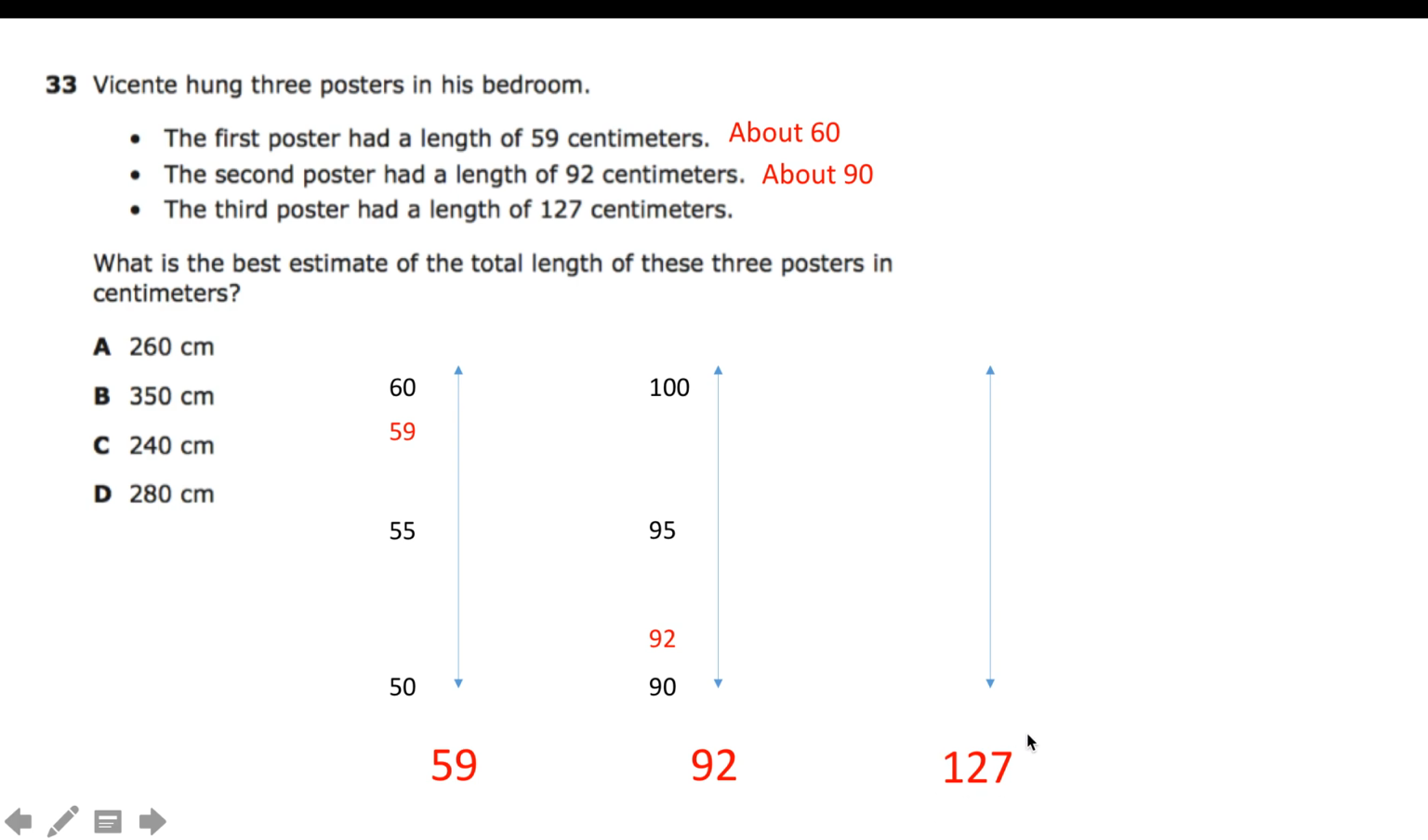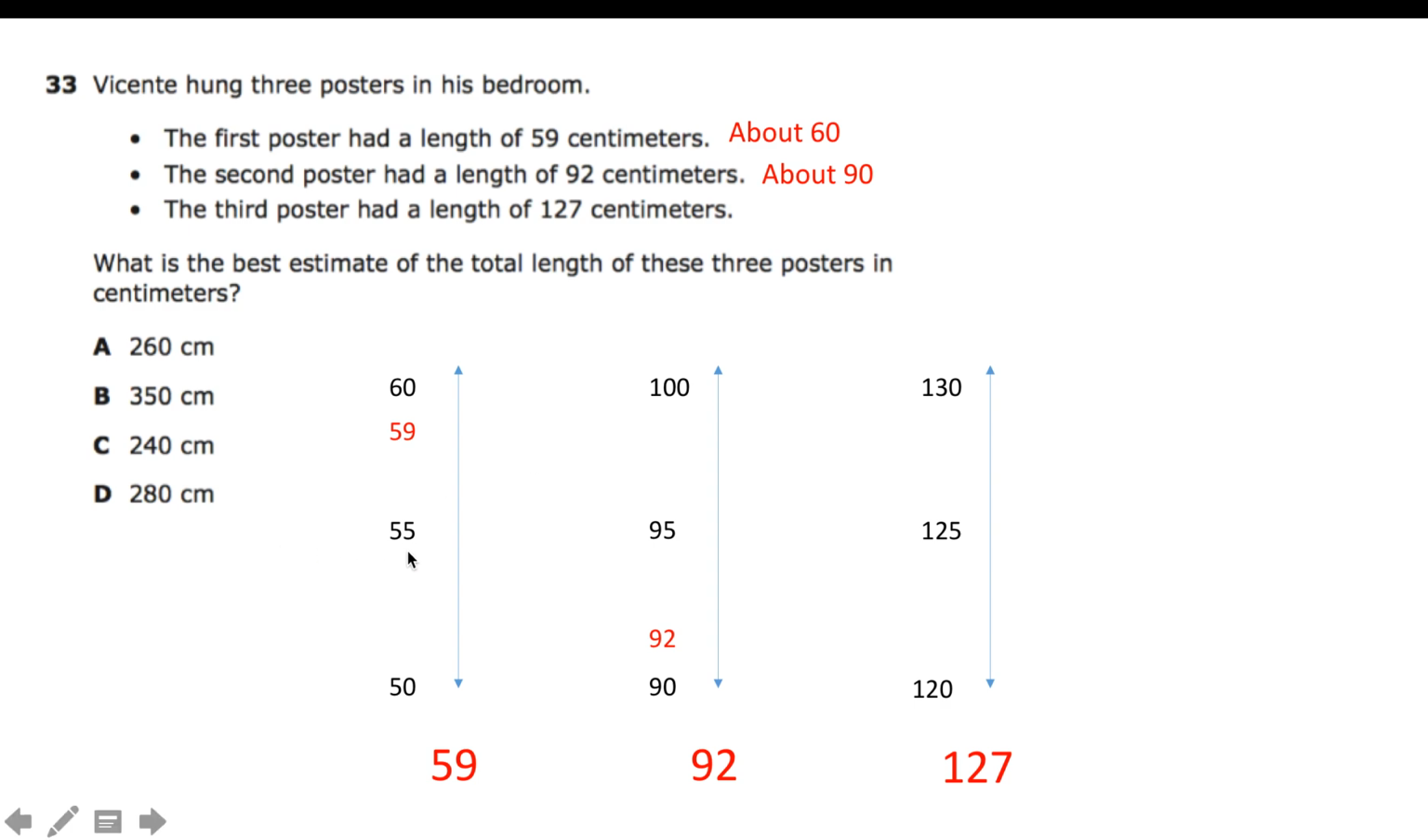Last one, 127. We know that there are 12 tens in 127. So our first number is 120 at the bottom because that's 12 tens. We know that adding one more 10 gives us 130. And then what is the number between 120 and 130? That's halfway.